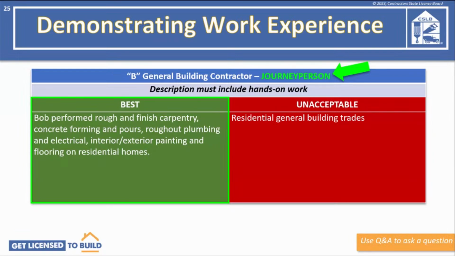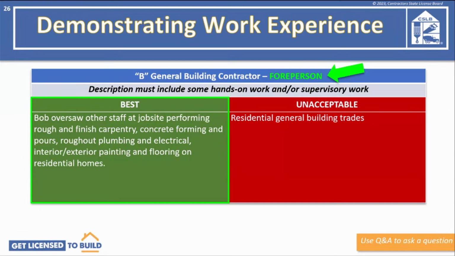Our first example is for the Class B general building contractor. The best type of description your certifier would use for journey person experience is to be specific. Journey person experience must include hands-on work like this. Bob performed rough and finish carpentry, concrete forming and pours, rough out plumbing and electrical, interior, exterior painting, and flooring on residential homes. An unacceptable description would be something generic like residential general building trades.